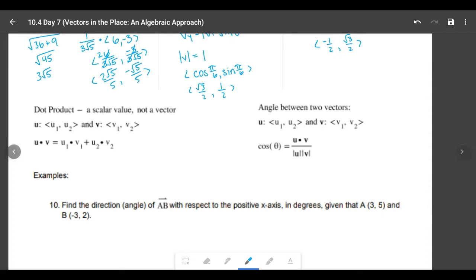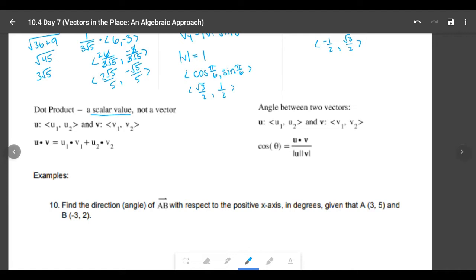Continuing with 10.4, we are going to look at this thing called the dot product, as well as finding angles between two vectors. So the dot product, we are essentially taking two vectors and multiplying them together. But instead of getting a vector, we are going to get a scalar value, so just another number. And that formula, we are going to take the product of our corresponding horizontal values and the product of our corresponding vertical values for each vector and add them together.